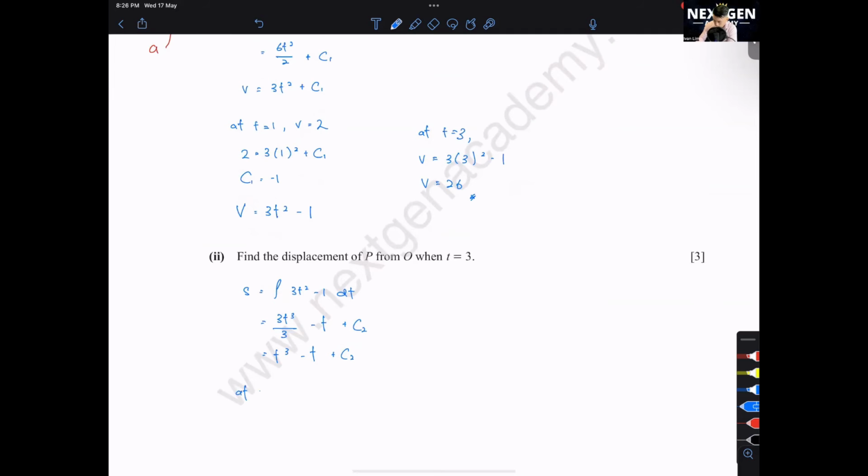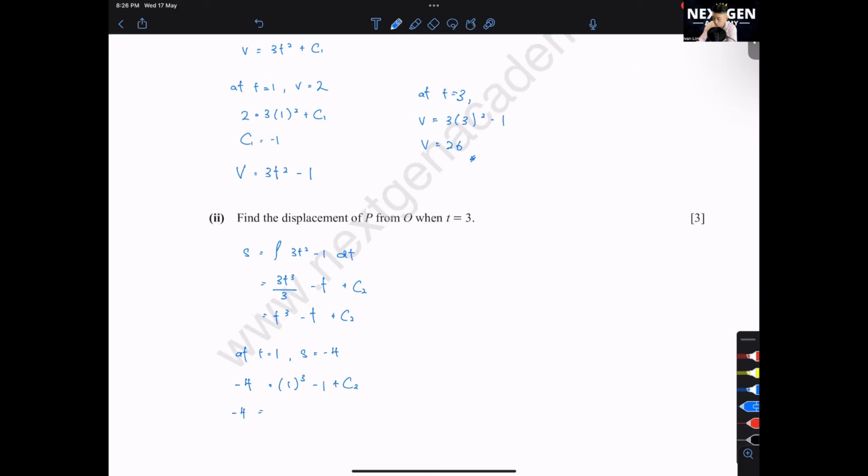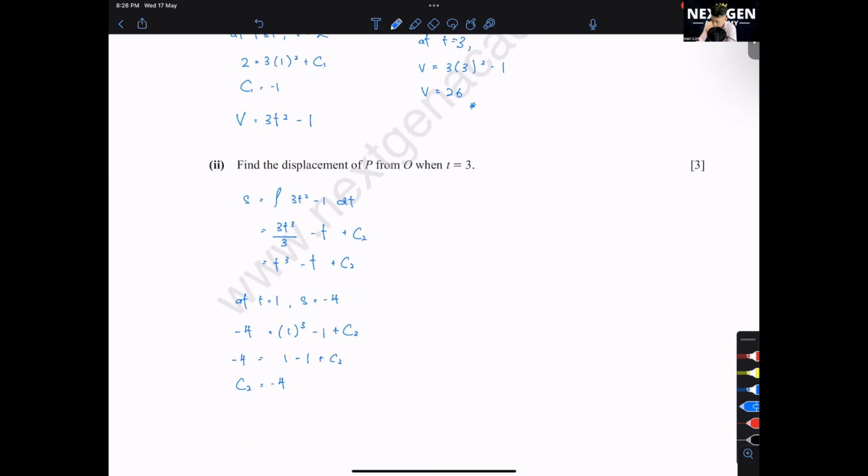Then at t equals to 1, S equals to negative 4. This is what they give us. So we're going to find what is the C from here. Negative 4 equals to 1 cubed minus 1 plus C2. Negative 4 equals to 1 minus 1 plus C2. Therefore, C2 is equals to negative 4. So what is my S? S is t cubed minus t minus 4. And then only they want us to find what is at t equals to 3. So at t equals to 3, S is equals to 3 cubed minus 3 minus 4, where S is equals to 20.